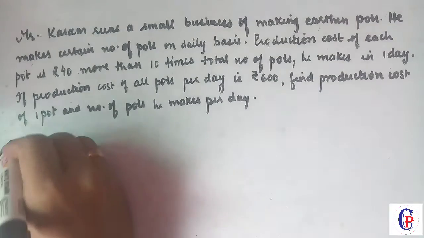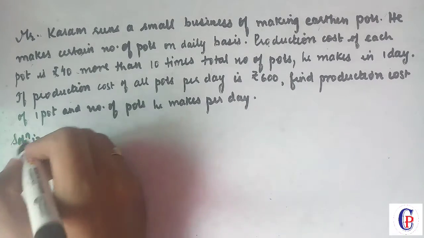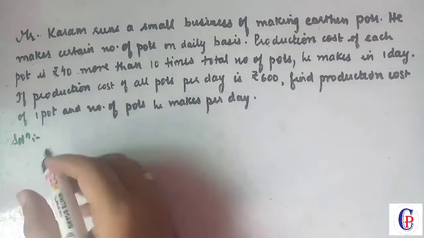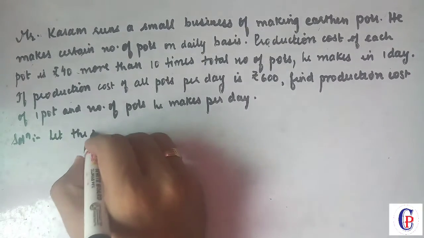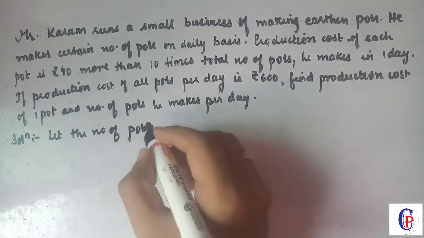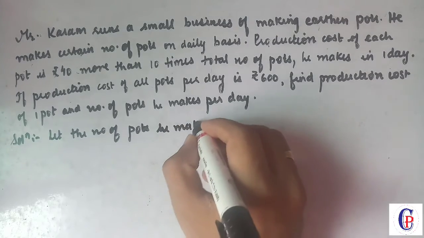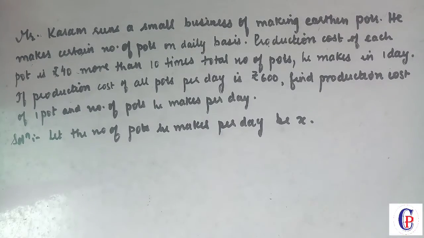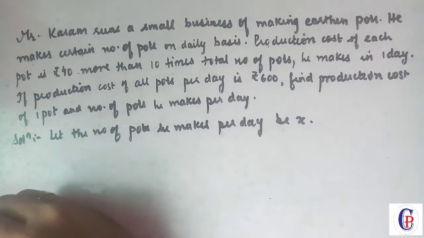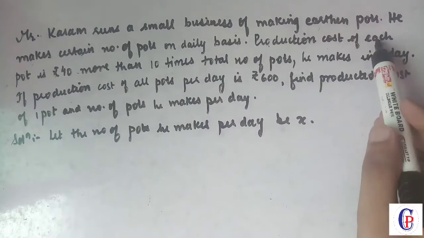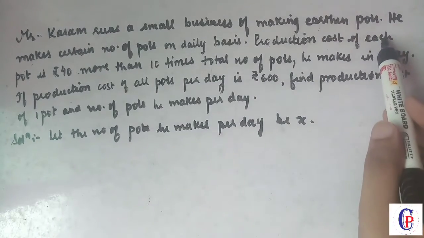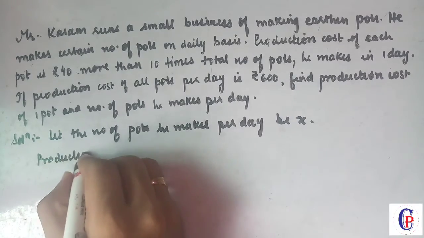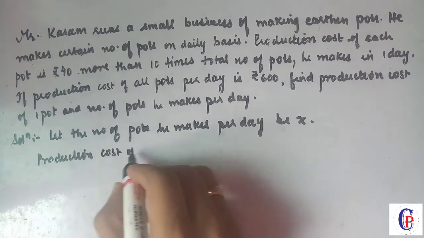Okay. So let us understand this step by step. See, we do not know how many pots he makes in one day. So let us take that as x. Let the number of pots he makes per day be x. We don't know how many pots he makes. Okay. It is said here that the production cost of one pot, each pot means one pot. So production cost of each pot.